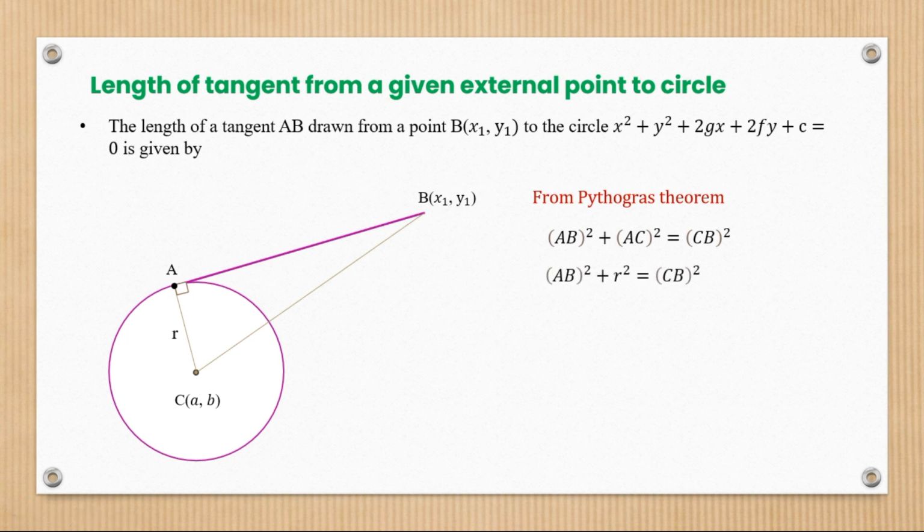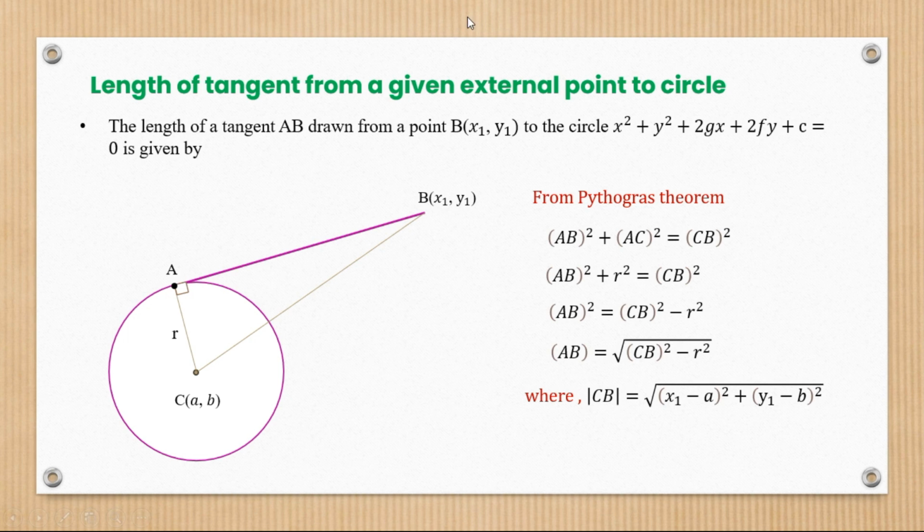Now AC is represented by the radius, so we can plug in the radius at that point. So we'll have AB squared plus r squared being equal to CB squared, of which I can make AB the subject, since AB is what I'm looking for, and you can see that AB shall be root of CB squared minus r squared. Whenever we want to find the value of CB, we can get it when we know the coordinates of the center and the coordinates of the point where the tangent is being drawn from. So we get CB from the root of (x1 minus a) squared plus (y1 minus b) squared. Now this is useful when the point where the tangent touches the circle, A, is known.